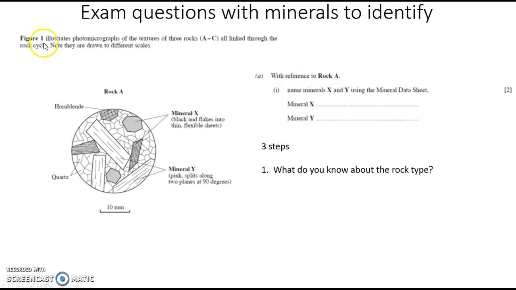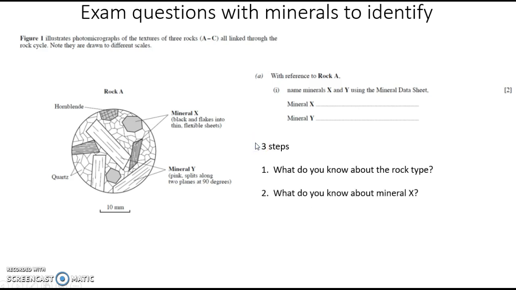So in this particular question, we were given a picture of rock A. It's a photomicrograph, so it's been taken underneath the microscope of a thin section. And you can see that there are named minerals on here, hornblende and quartz, which is forming a ground mass. Mineral X, we've got that cut through this way and cut through this way. And mineral Y, a large mineral in this case, over 1 centimetre in size, is also identified there. So that's the first part of it.